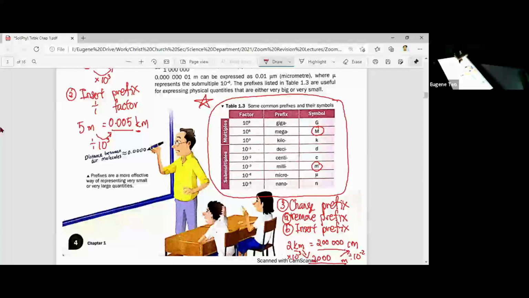And the last one, micro. Do take note, this is a Greek symbol called mu, so do know how to write this properly. This is the symbol for micro. These are some of the common prefixes that you need to know, from 10 to the power minus 9 to 10 to the power 9. So do include this in your summary sheet.